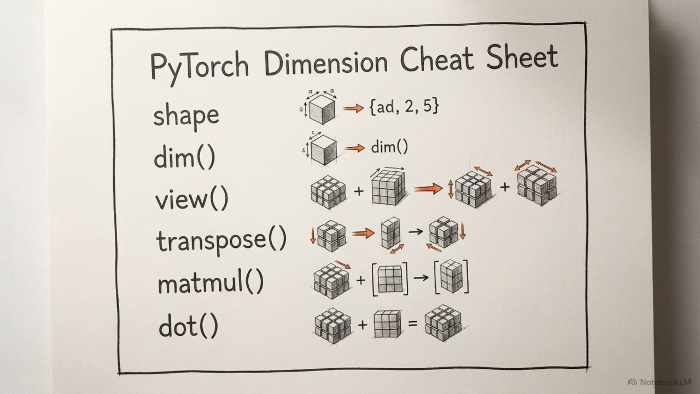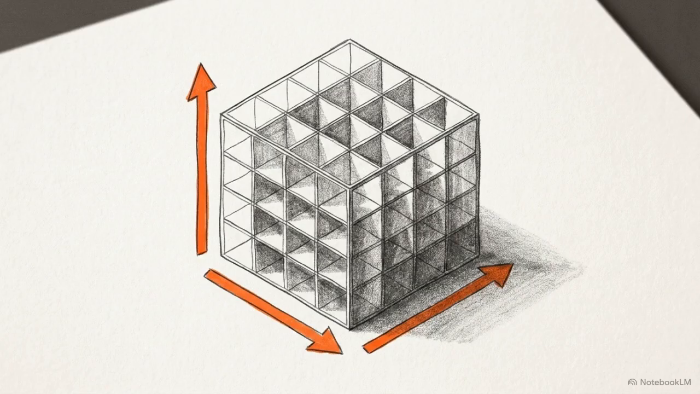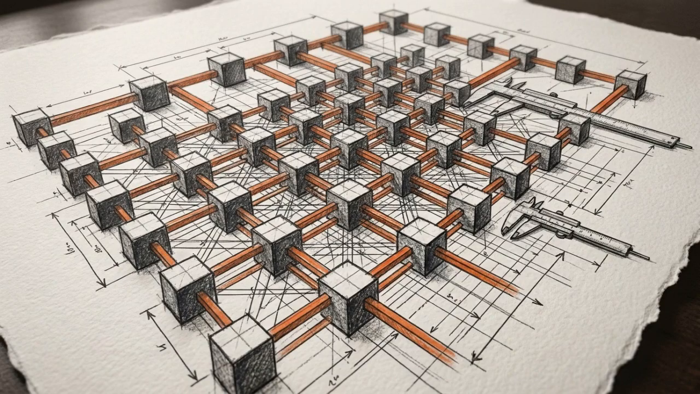Internalizing these 5 commands provides the foundation for debugging matrix logic. When you can verify dimensions and swap axes reliably, you are prepared to handle the standard linear algebra operations that define most neural network layers.